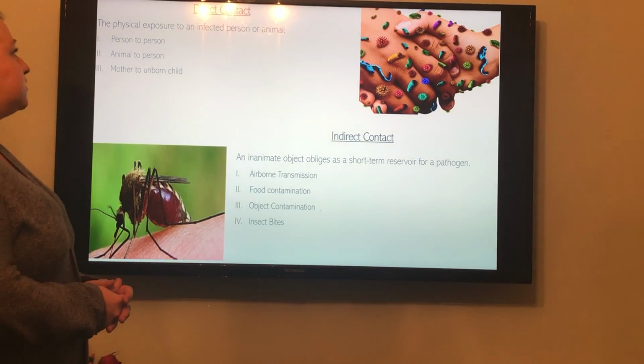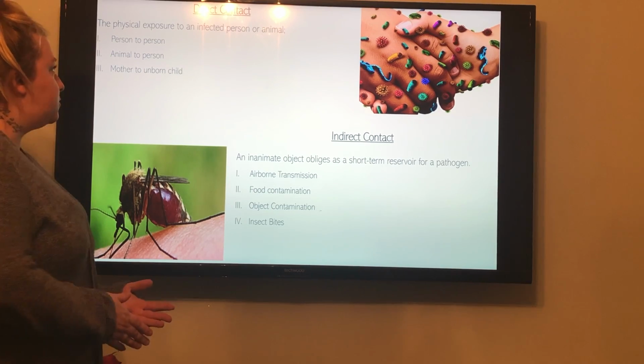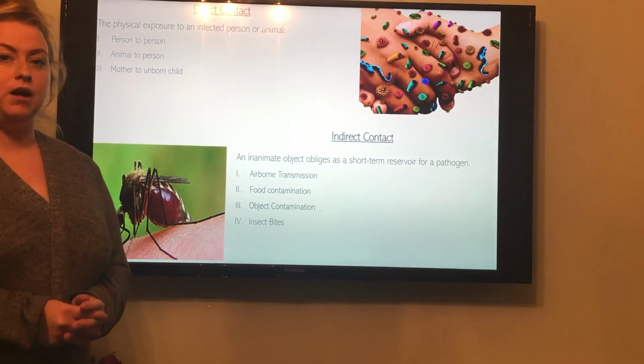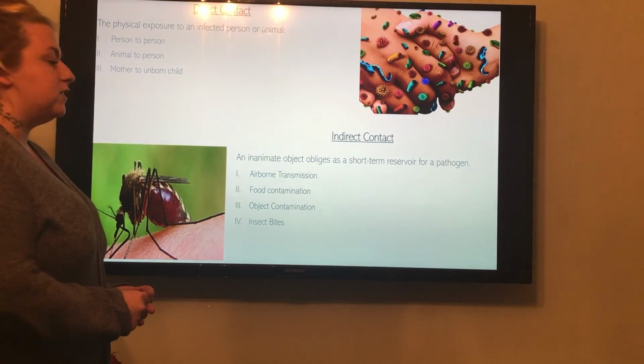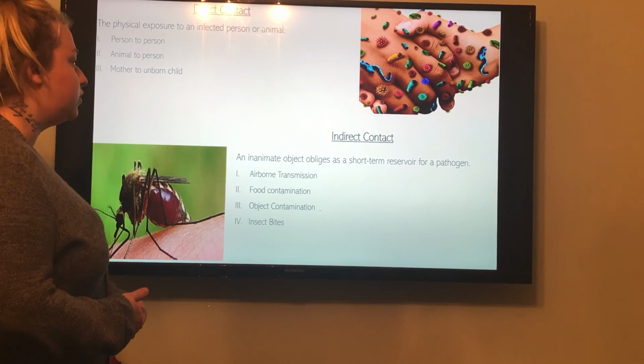Direct contact is the physical exposure to an infected person or animal. It's person to person, animal to person, or mother to unborn child, and that is often done through the umbilical cord.